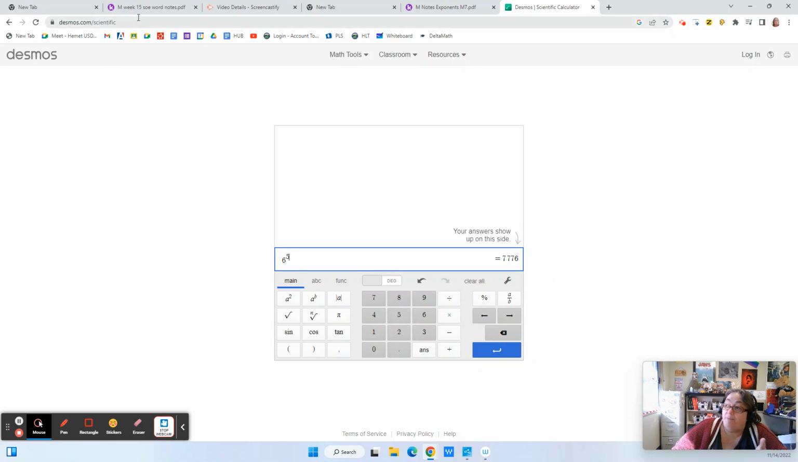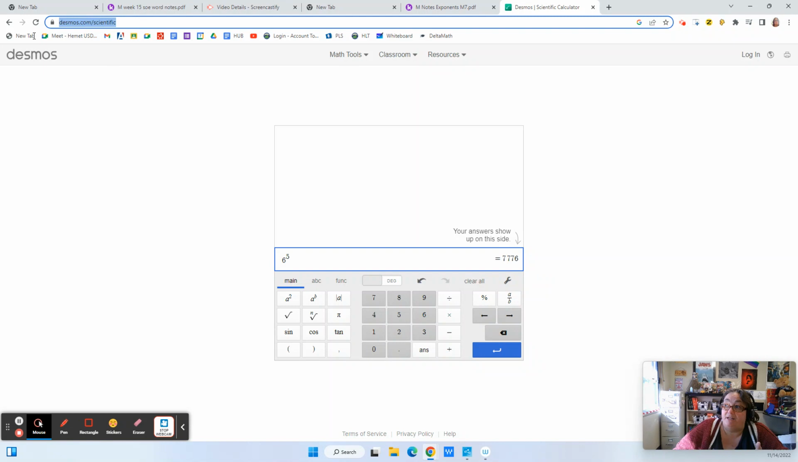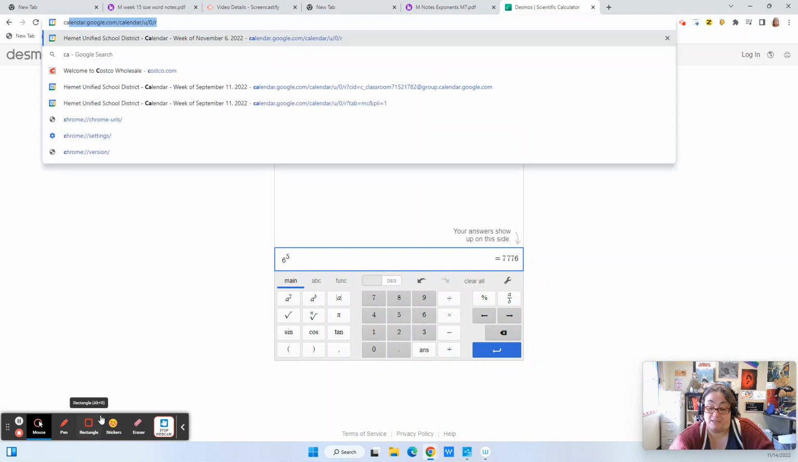Are all calculators going to be like this? No. I put in the Desmos scientific calculator online, but a regular calculator, let's put in a calculator.